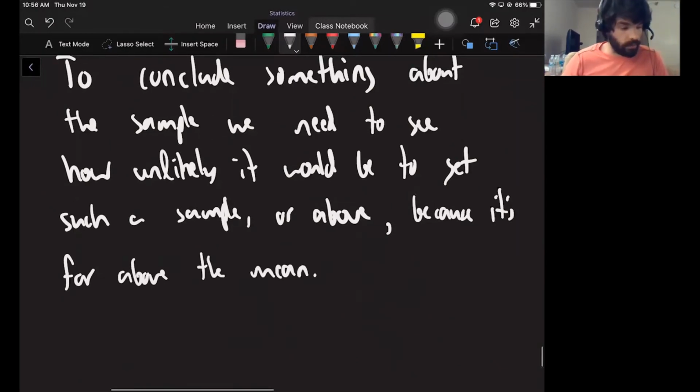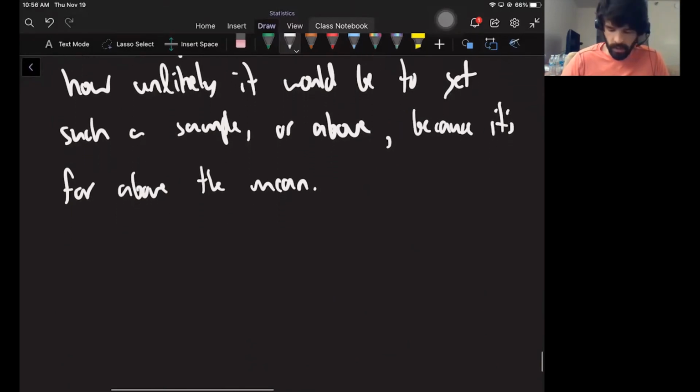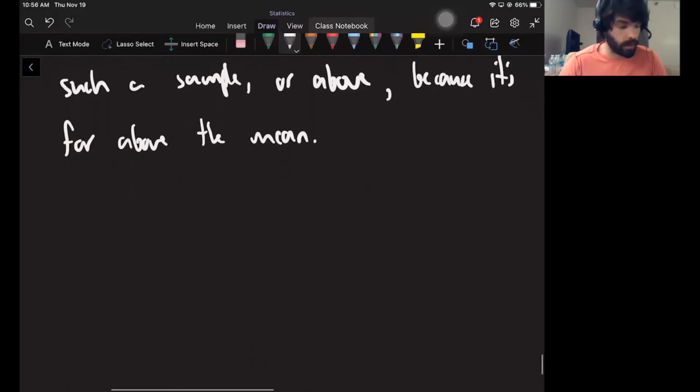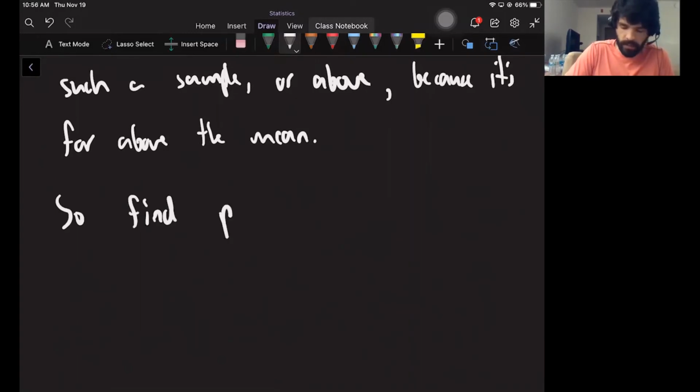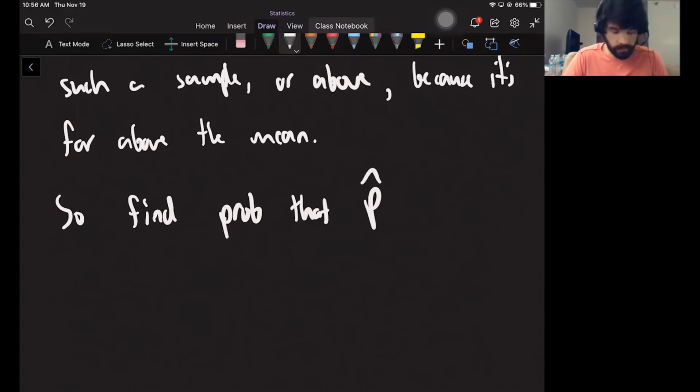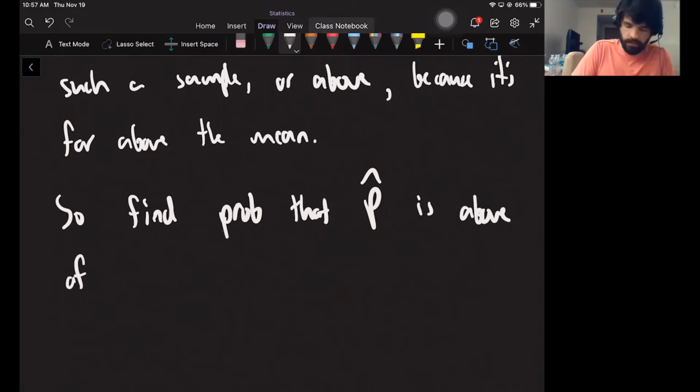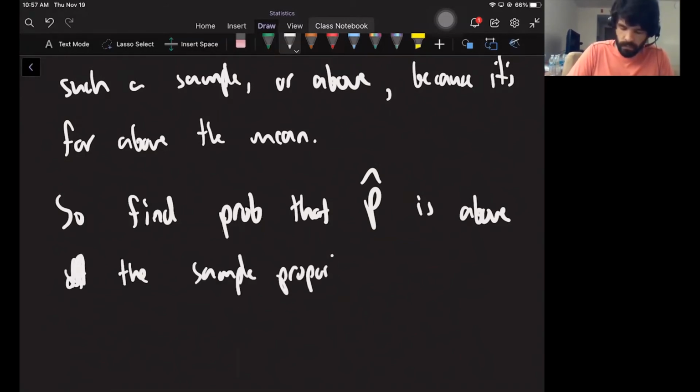So what that means is we're translating this into an area problem again, but now it's going to be area above. So what we're really doing is finding the probability that capital P hat is above, or to the right of, the specific sample proportion, little p hat, 0.217.